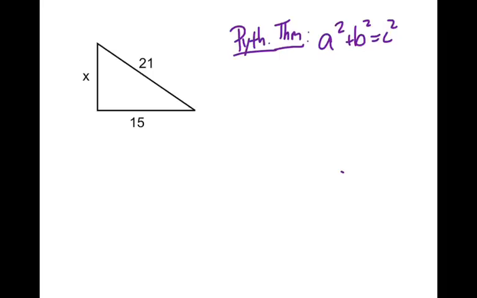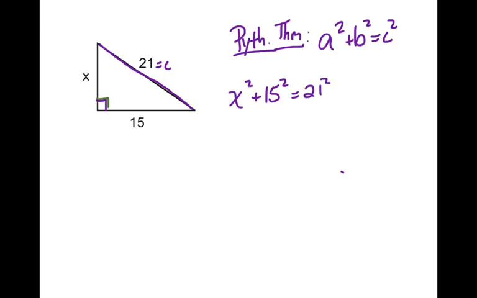All right, this is just a quick review of Pythagorean theorem, distance formula, and midpoint. For this first problem, it's just a right triangle and you're missing a side, so we're going to use Pythagorean theorem. So a squared plus b squared equals c squared. The two sides that make up the right angle are your a and b. So x squared plus 15 squared equals 21 squared.